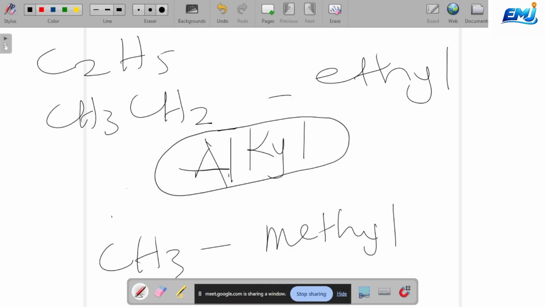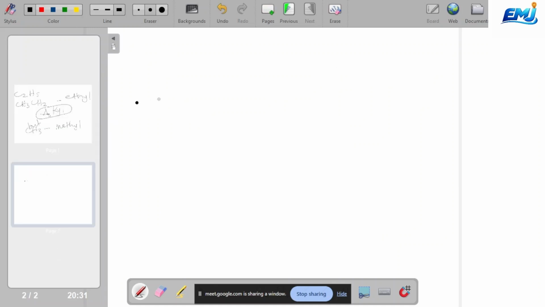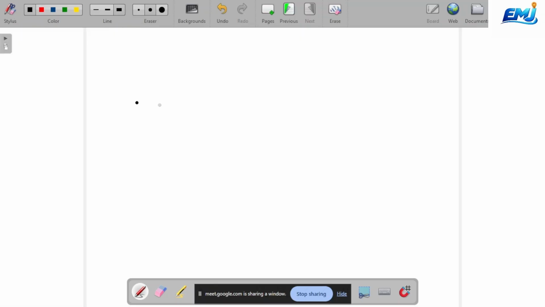So this can continue. If it is butyl, let me go to another page. Okay. So if it is butyl, at least know this basic one.